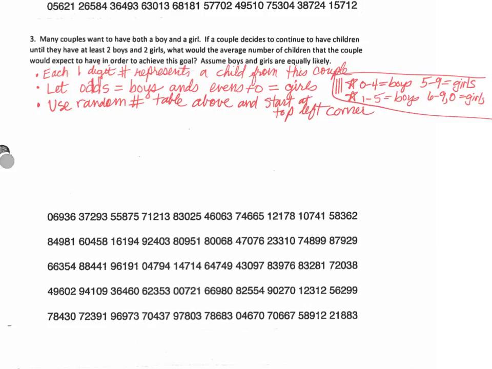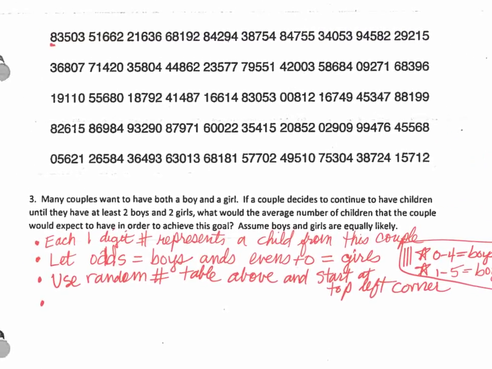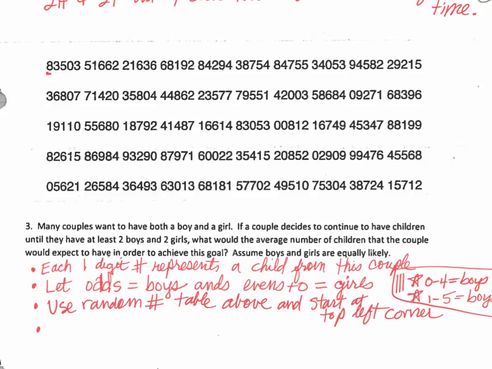Okay. Each digit represents a child, let the numbers be this. Use a random number table. Start here. A trial consists of, what do you ignore? Okay, so let's discuss this. When I look at a trial, am I just going to look at 4 children and see what they are? No, we're not. The rules of this problem say the couple is going to continue to have children until they have at least 2 boys and 2 girls.